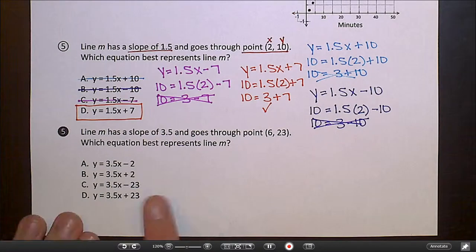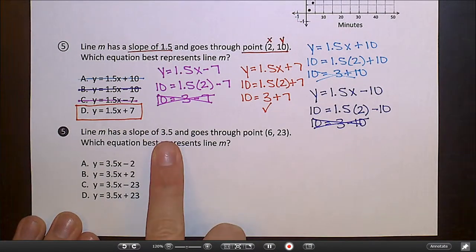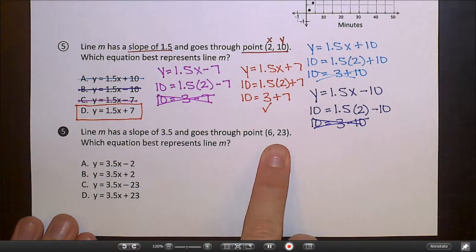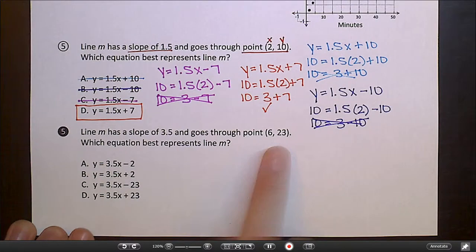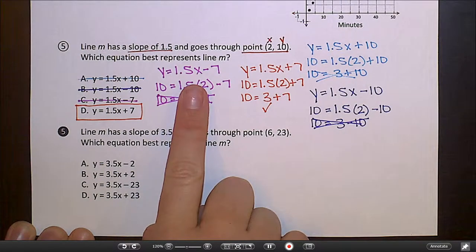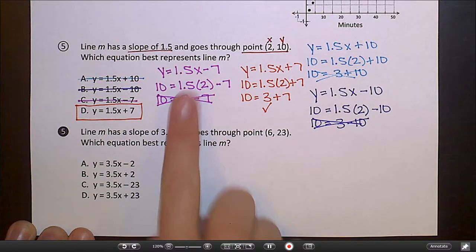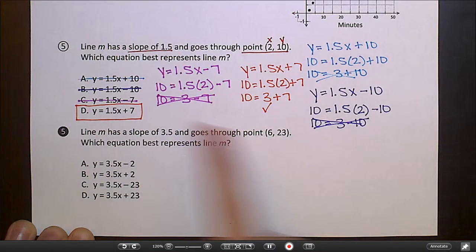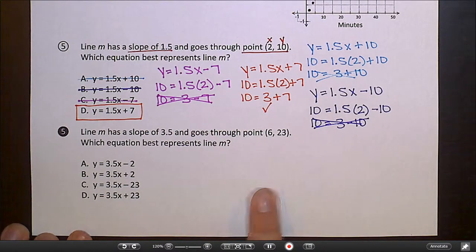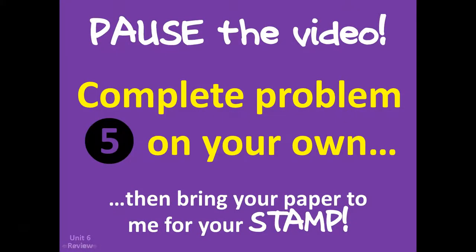So you're going to do the same thing down here. Slope of 3.5, and here's your point that you're going to plug in. Make sure that you look back at the one we did together to see what steps we did. And I need to see all of this work for you to get your stamp on this one. Now I'd like you to complete shaded problem number 5 on your own, and then bring me your paper so that you can get a stamp before you move on to number 6. So please pause the video now.